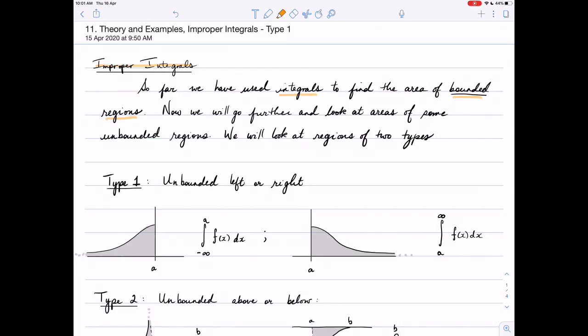Now we're going to go a little bit further and we're going to look at areas of some kinds of unbounded regions. And the integrals that represent the areas of these unbounded regions are going to be called improper integrals. And we're going to split these unbounded regions into two types.